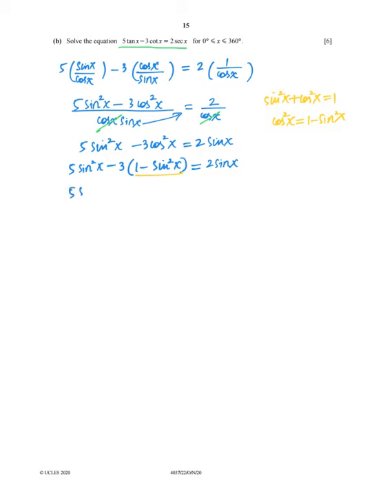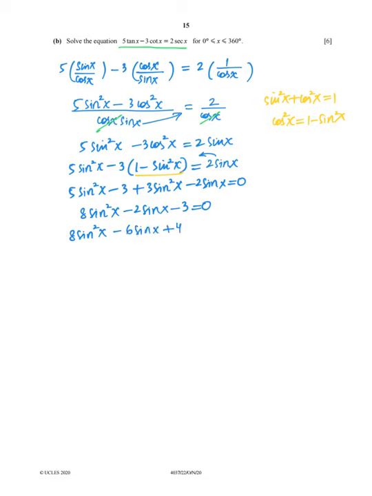So now it will be 5 sine square x minus 3 plus 3 sine square x, and when you shift 2 sine x to the left side, it will be minus 2 sine x equals 0. Now 5 sine square x plus 3 sine square x, it's 8 sine square x minus 2 sine x minus 3 equals 0. Now we can split the middle term. So it's 8 sine square x minus 6 sine x plus 4 sine x minus 3 equals 0.